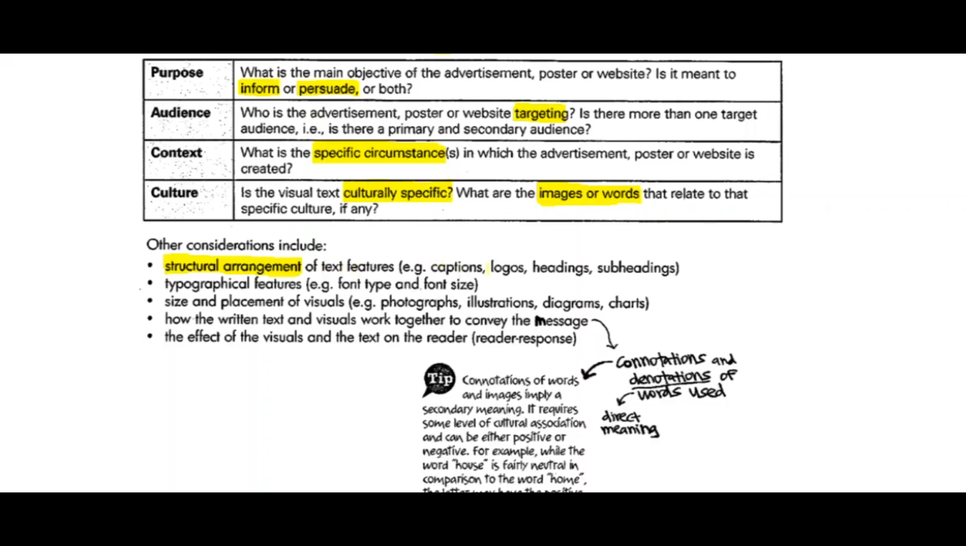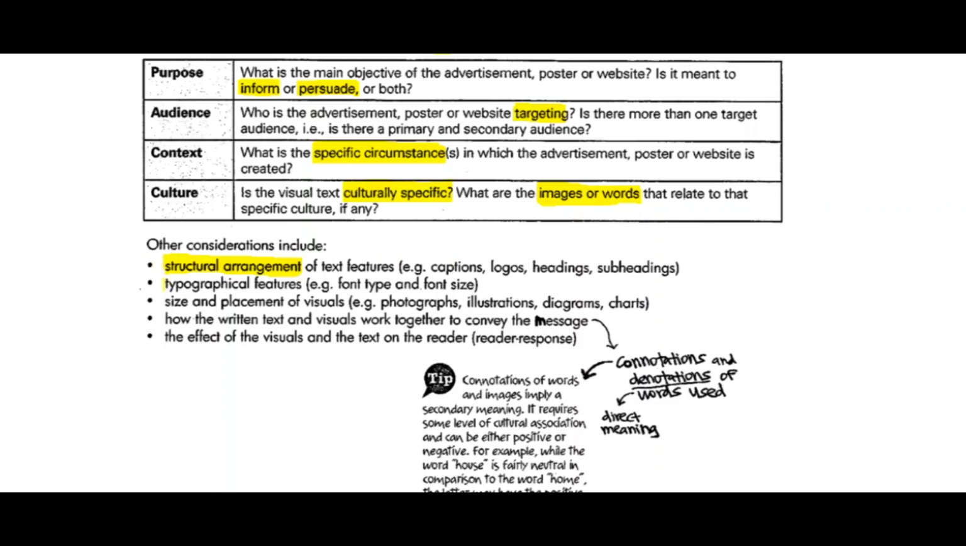So there will be usually a large heading followed by a subheading. Maybe there will be logos and captions, right? So different structures of arranging all these words will actually lead you to focus your attention on different things, right? And that sort of helps to bring a certain message across.